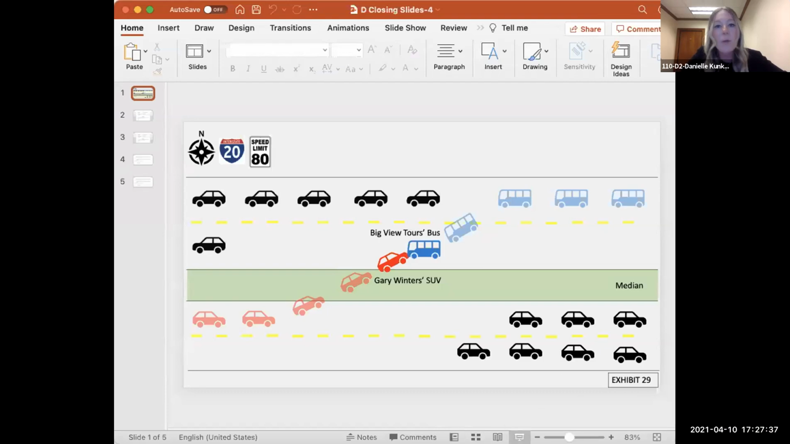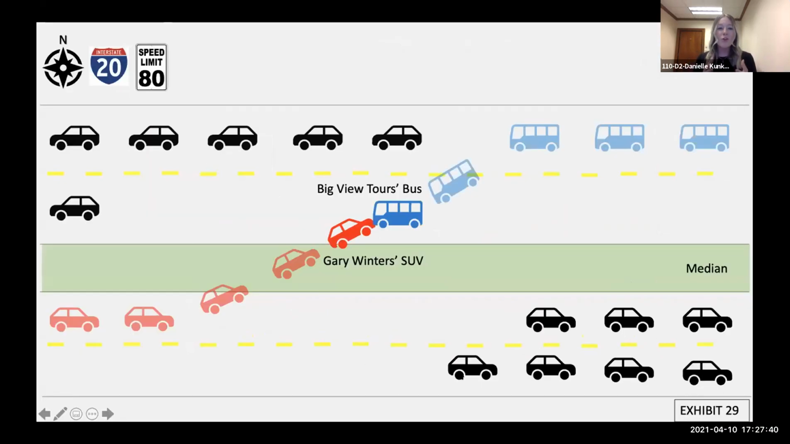Aero Coach could not make Courtney sit. They could not make her buckle up. Folks, we are here today because of what Gary Winters did. Without Mr. Winters, this accident would not have occurred. Miss White would be fine. We would not be sitting here.